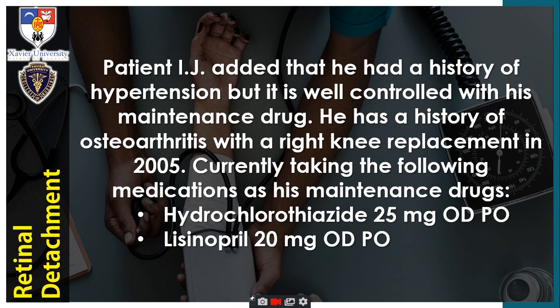Patient IJ added that he had a history of hypertension but it is well controlled with his maintenance drugs. He has a history of osteoarthritis with a right knee replacement in 2005. Currently taking the following medications as his maintenance drugs: hydrochlorothiazide 25 mg OD PO, lisinopril 20 mg OD PO.